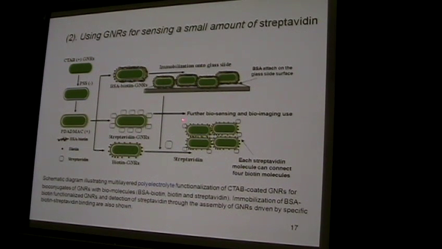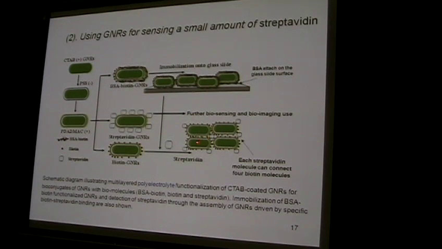For one example, we do sensing for a very small amount of streptavidin. Streptavidin is important for some biological effects. If you lack streptavidin, your hair starts to fall out, you feel dizzy, and there are a lot of bad effects. So you need to measure this kind of small concentration to a very accurate level.